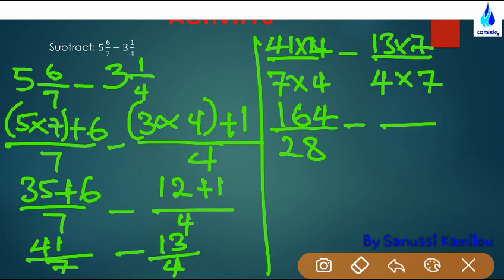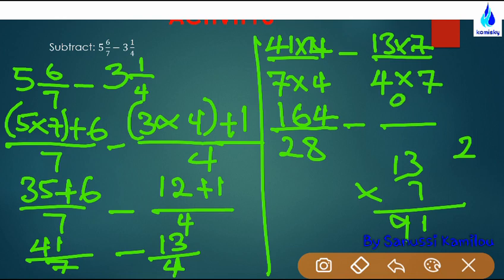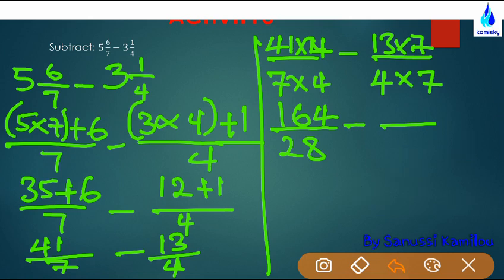The other side, we do the same thing. 13 times 7. 7 times 3, is it 21? So you remember the 2. 7 times 1, 7 plus 2. Are we getting 91? Very good. So you write 91. You get 91 for our numerators.